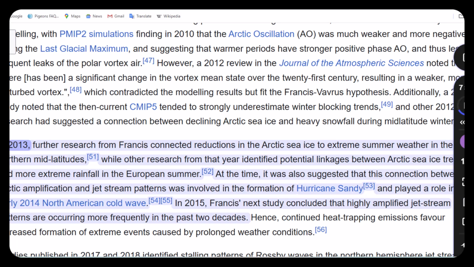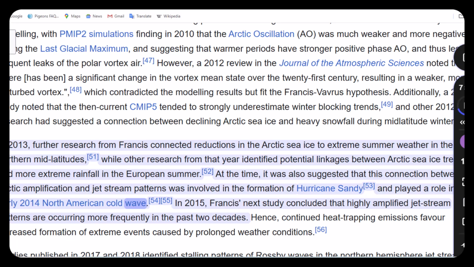In 2013, further research from Francis connected reductions in the Arctic sea ice to extreme summer weather in the northern mid-latitudes, while other research from that year identified potential linkages between Arctic sea ice trends and more extreme rainfall in the European summer. It was also suggested that this connection between Arctic amplification and jet stream patterns was involved in the formation of Hurricane Sandy and played a role in the early 2014 North American cold wave.